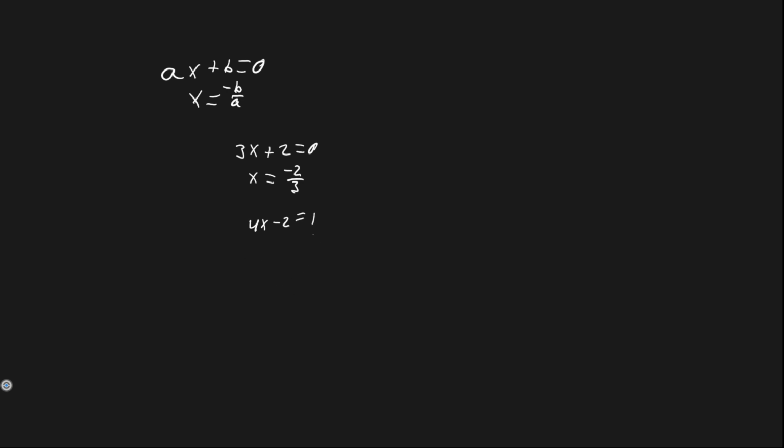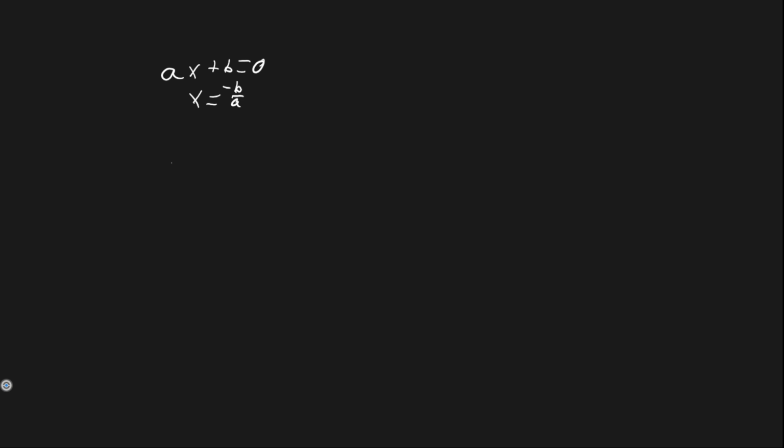Okay, so this one we have a 1 in the front, but we could just go ahead and subtract 1 from both sides. So we get 4x minus 3 is equal to 0. And then we could just use our formula where we get x is equal to negative negative 3, which is positive 3, over 4. That's the second example.